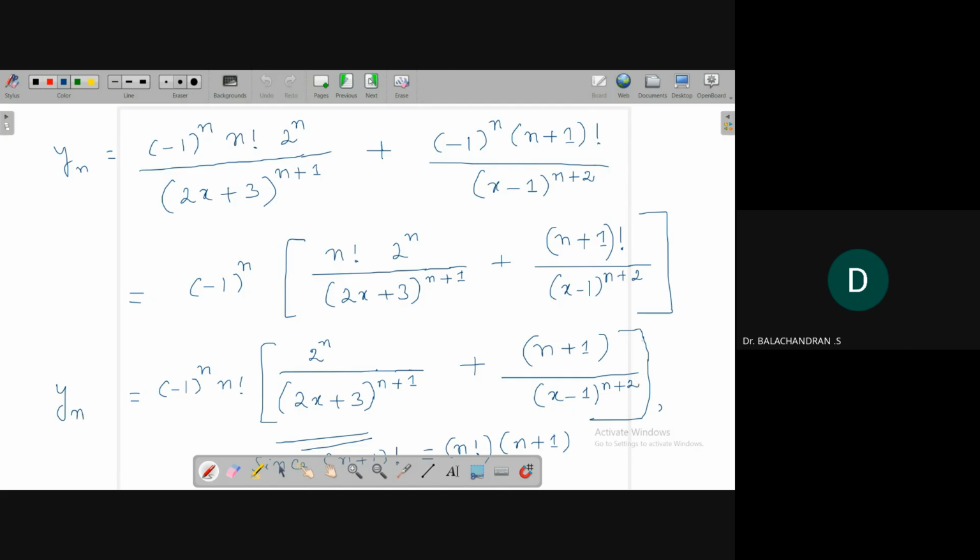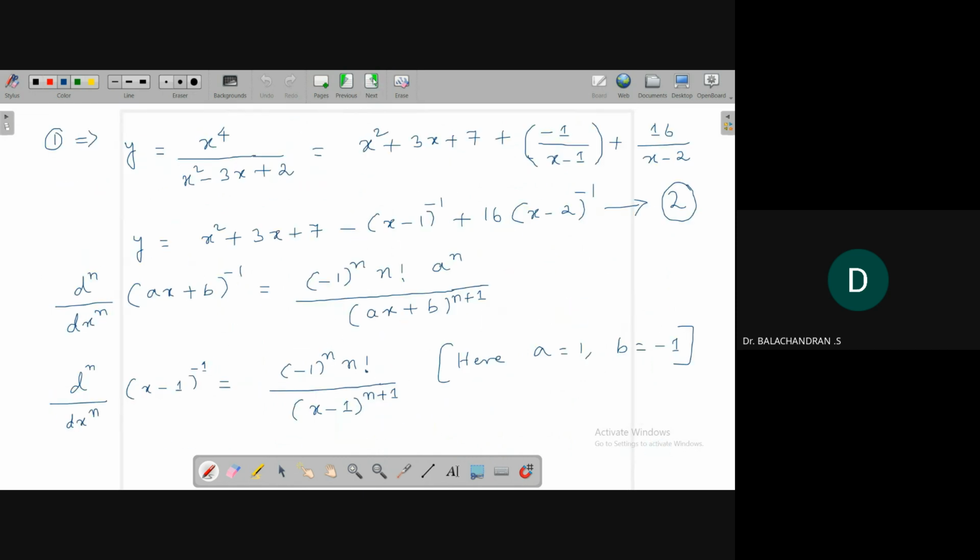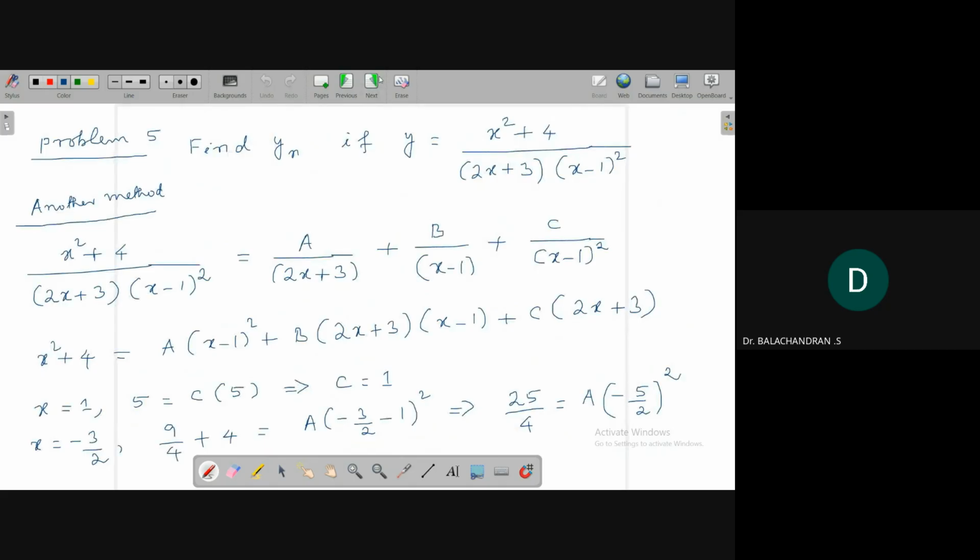Now I'll go to the second method for the fifth problem. Okay, problem number 5. Find ym if y is equal to x square plus 4 by 2x plus 3 into x minus 1 whole square. In the previous method, I wrote the numerator in terms of the denominator, but here directly I'm going to apply partial fractions. So this is equal to a by 2x plus 3, plus b by x minus 1, plus c by x minus 1 whole square.